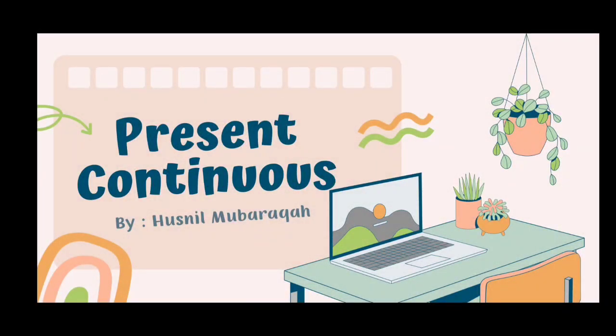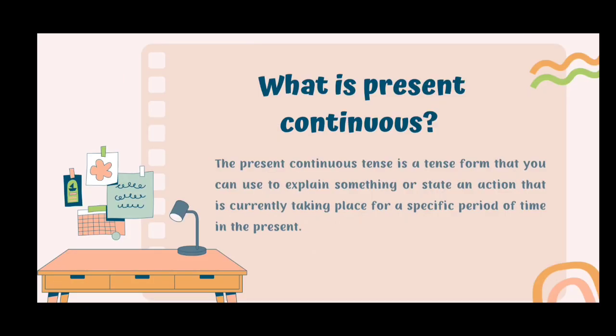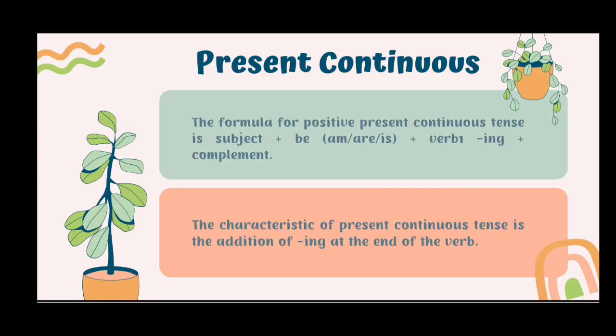Now, let's learn about present continuous tense. So, what is present continuous tense? The present continuous tense is a tense form that you can use to explain something or state an action that is currently taking place for a specific period of time in the present. The characteristic of present continuous tense is the addition of ing at the end of the verb.